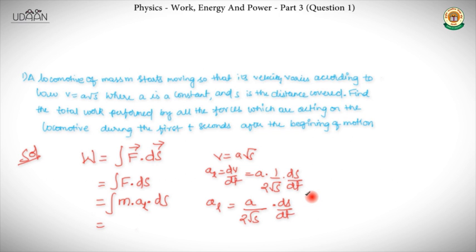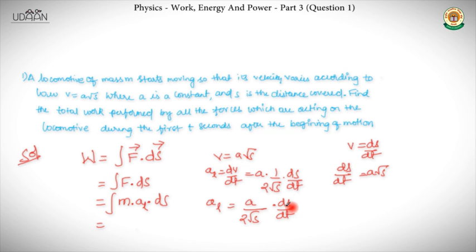For this we know v is equal to ds by dt. So ds by dt is equal to a under root... Lakshman, I have a doubt here. Why can't we substitute a root s directly in this equation? Because ds by dt physically means v, velocity, and we have the equation for velocity as a under root s. So why can't we substitute that directly here?